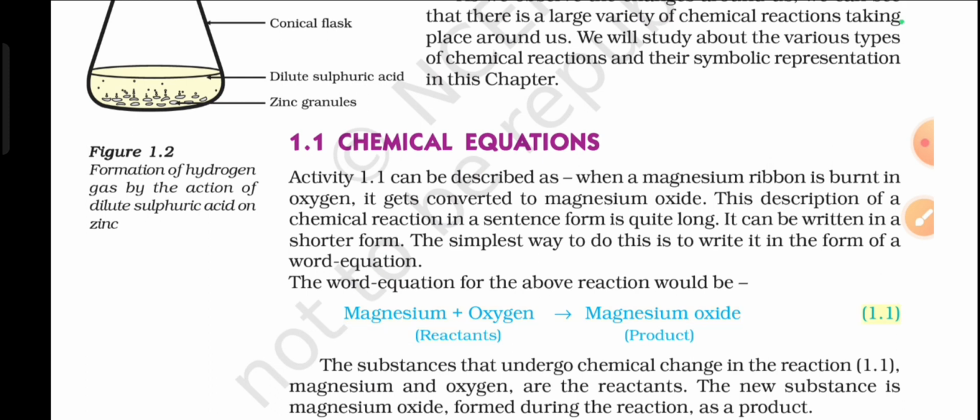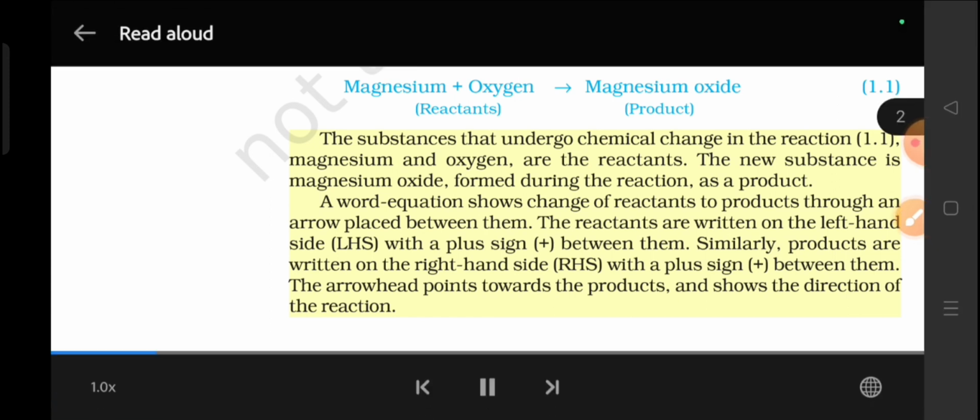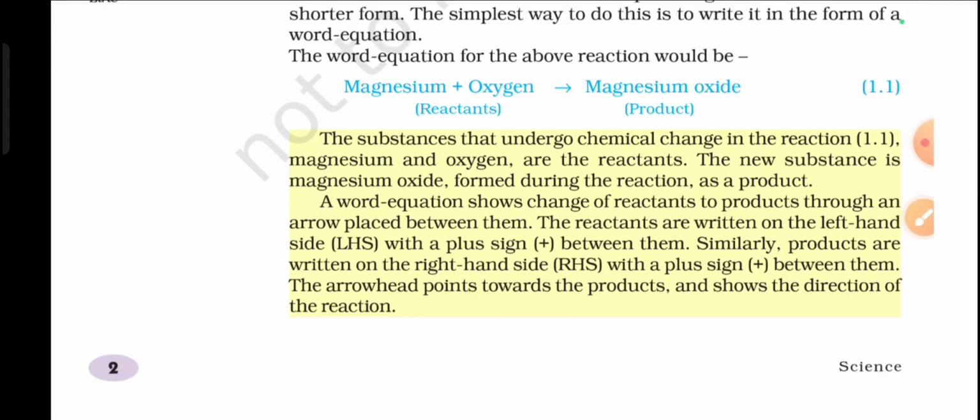Reactants: the substances that undergo chemical change in the reaction. Product: the new substance formed. Magnesium and oxygen are the reactants. The new substance is magnesium oxide, formed during the reaction, as a product. A word equation shows change of reactants to products through an arrow placed between them. The reactants are written on the left-hand side, LHS, with a plus sign between them. Similarly, products are written on the right-hand side, RHS, with a plus sign between them. The arrowhead points towards the products and shows the direction of the reaction.